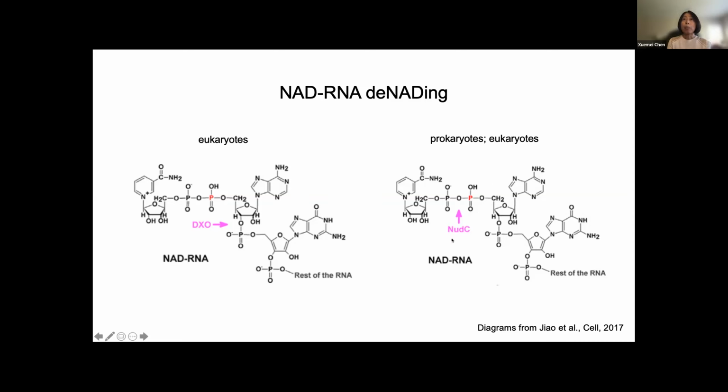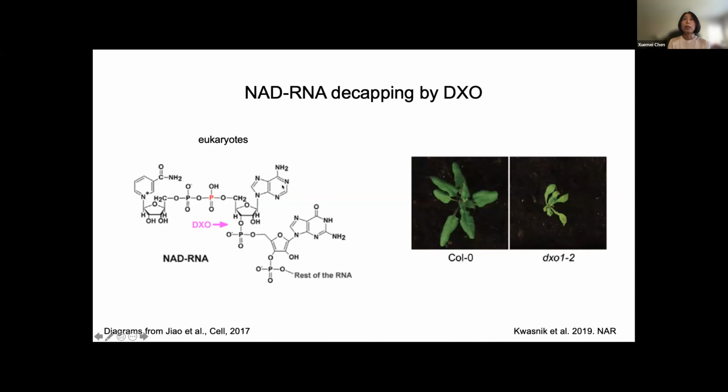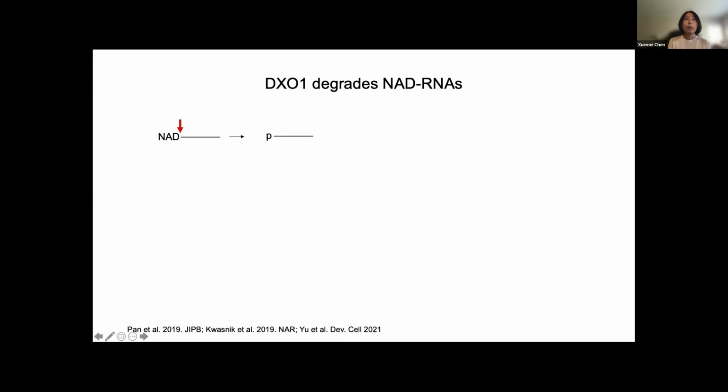So does Arabidopsis have these enzymes? And the answer is yes. So Arabidopsis has one DXO homolog, and it's called DXO1, and the mutant has very severe phenotypes, as you can see here. In fact, Arabidopsis DXO, as well as DXO from other species, have two activities. One is the deNADding activity. The other is a 5' to 3' exonucleolytic activity that acts on 5' monophosphate RNA. So you can imagine that DXO can probably degrade NAD RNAs by first deNADding and then degrading the RNA.